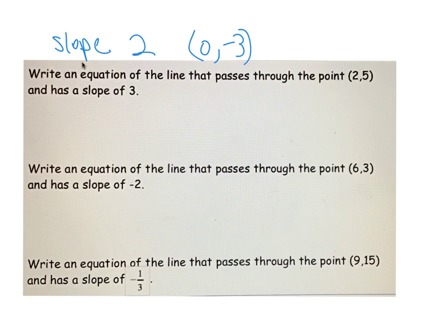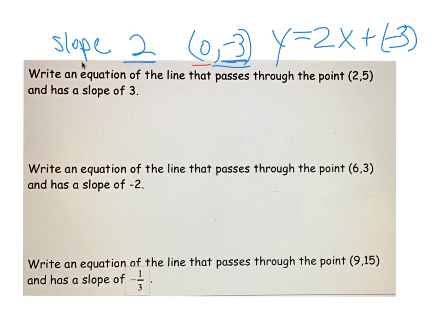Previously we'd worked with problems where the slope was 2, and you had this point 0, negative 3. Because of that 0 value in the x, that's going to be the y-intercept. So this is pretty easy to figure out because it's going to be y equals mx plus b, where the slope is m and the y-intercept is b, so plus negative 3. Or alternatively, just 2x minus 3, that's the same thing. If you have the y-intercept already, it's really quick to write.